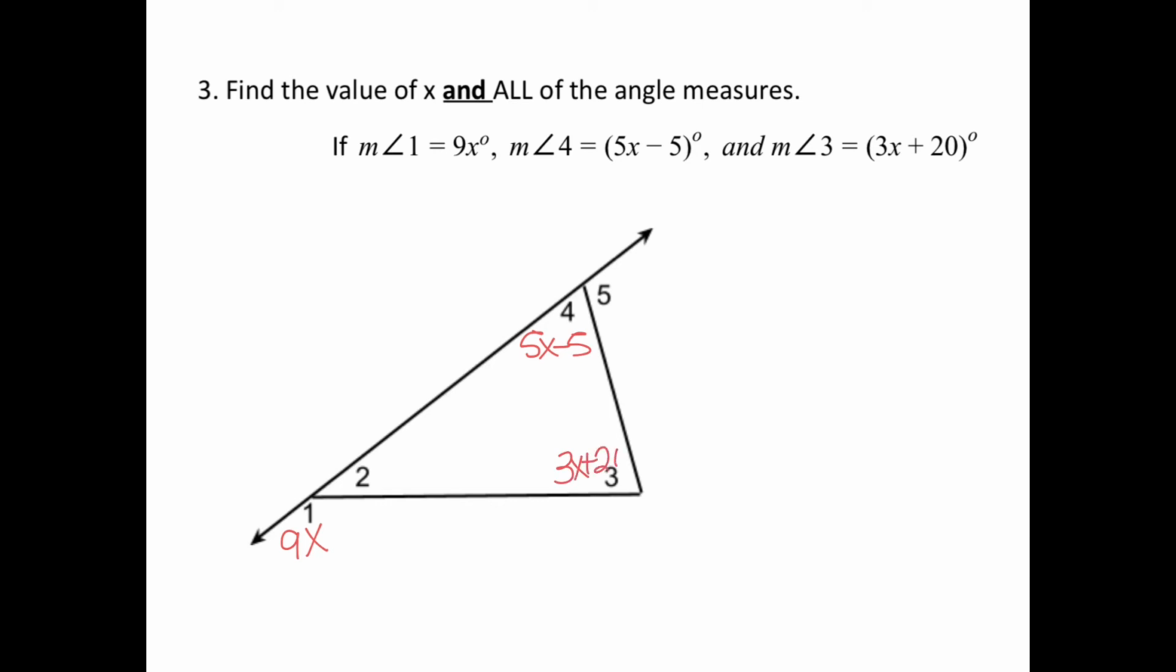And this is important because we need to recognize that 1 is the exterior angle with the 4 and 5 angles as the remote interior. So we're going to be allowed by the theorem to set 9x equal to the sum of 5x minus 5 plus 3x plus 20, because that's what the exterior angle sum theorem says I'm allowed to do. So I'm going to go ahead and solve that equation for x.